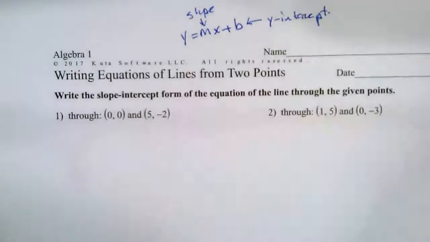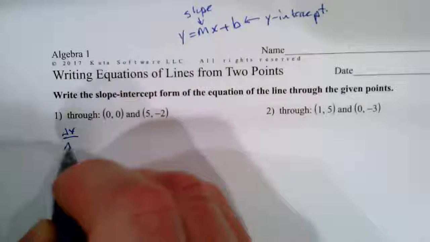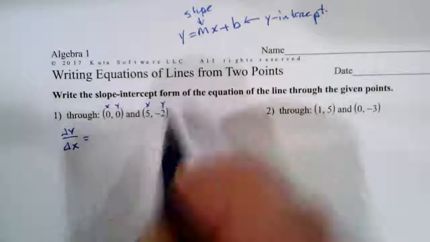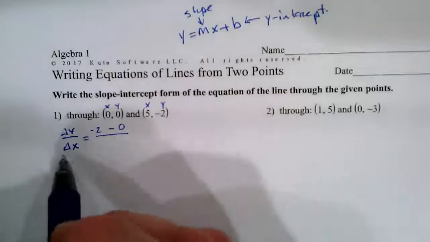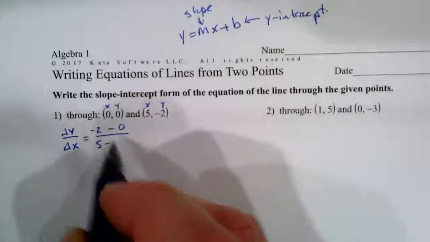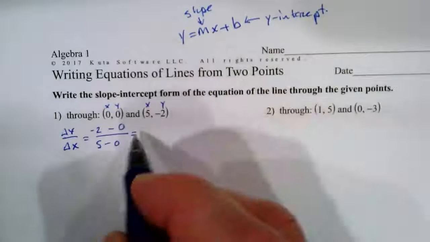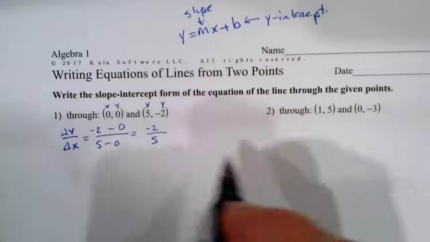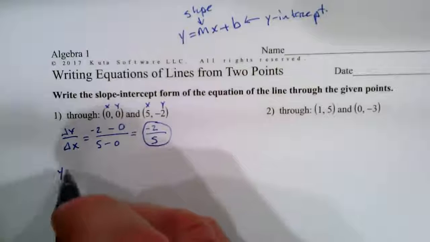We're going to find our slope and our y-intercept for each line. We always start by finding the slope. So our slope is our change in y over our change in x. Our change in y is our ending y, which is -2, minus our beginning y, which is 0. Our change in x is our ending x, which is 5, minus our beginning x, which is 0. Well, -2 minus 0, anything minus 0 is the number you started with, so -2. And 5 minus 0 is 5. So our slope is -2 over 5. So this line goes down 2, forward 5. Down 2, forward 5.